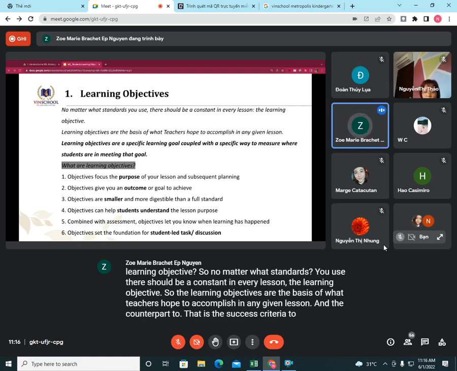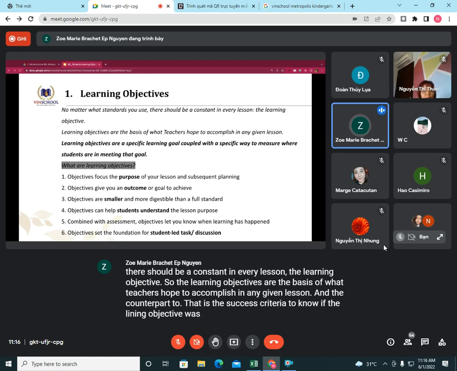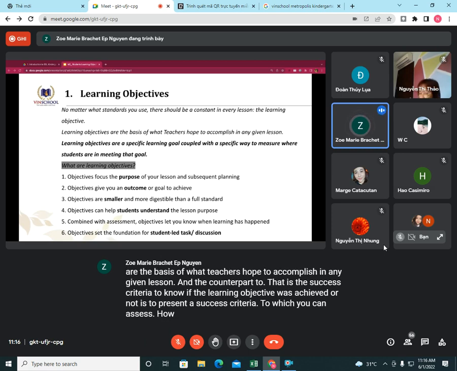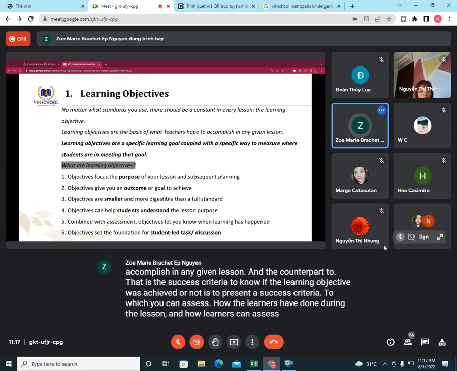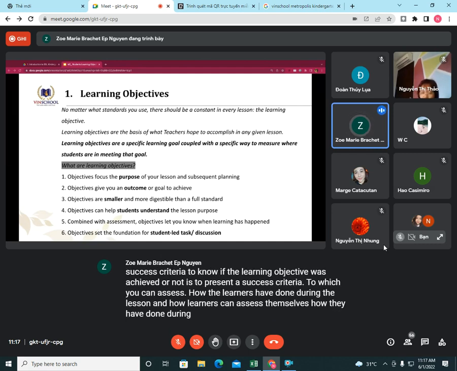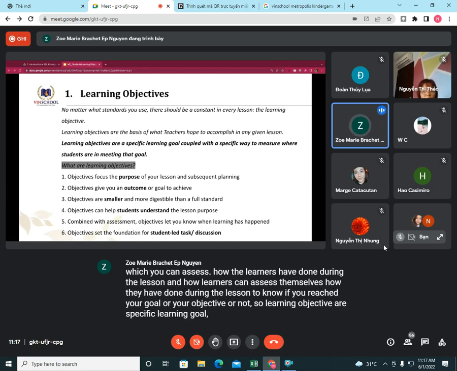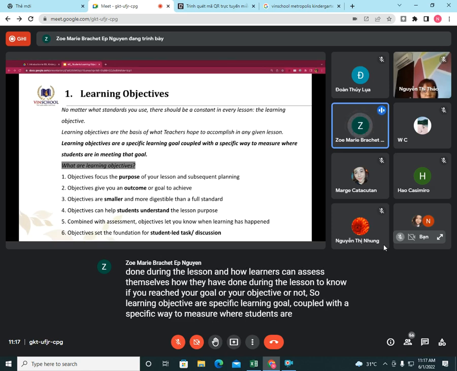To know if the learning objective was achieved or not is to present a success criteria to which you can assess how the learners have done during the lesson, and how the learners can assess themselves, to know if you reached your goal or your objective or not. So learning objectives are a specific learning goal coupled with a specific way to measure where students are in meeting that goal.